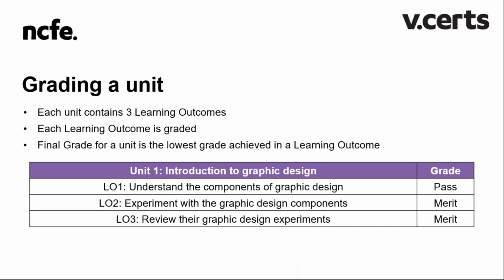Now, each unit consists of 3 learning outcomes, and each learning outcome must be graded. So to get a pass in a unit, the learner needs to achieve a minimum of a pass for each of the learning outcomes. So the same level of competency has to be demonstrated in each learning outcome if we're to judge the entire unit to be at that same minimum level of competency. So if they get a pass in one learning outcome and merits in the other 2, like shown, then the overall grade for that unit is still going to be a pass.